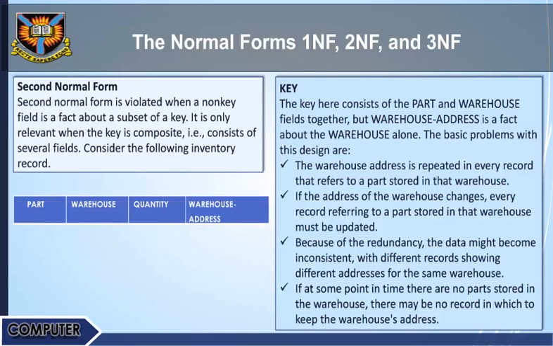If the address of the warehouse changes, every record referring to a part stored in that warehouse must be updated. Because of the redundancy, the data might become inconsistent, with different records showing different addresses for the same warehouse. If at some point in time there are no parts stored in the warehouse, there may be no record in which to keep the warehouse's address.